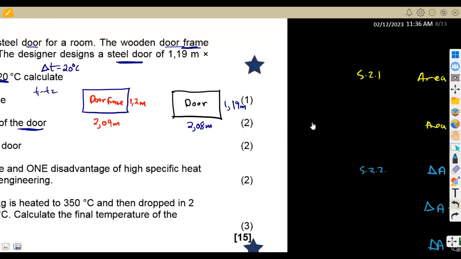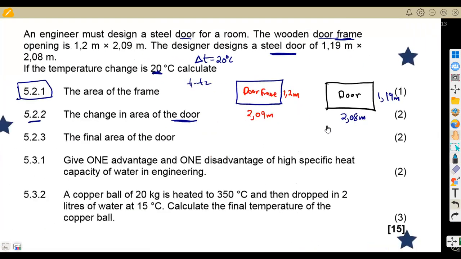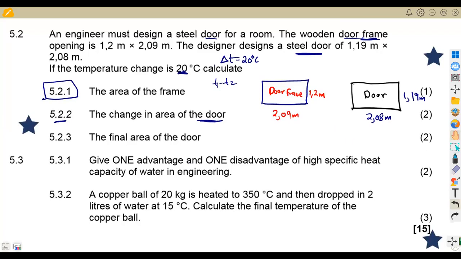Okay, so please revise as many questions as possible. We have got time to revise. Let's utilize this time. Okay, 5.23, the final area of the door, not the door frame, but the door.